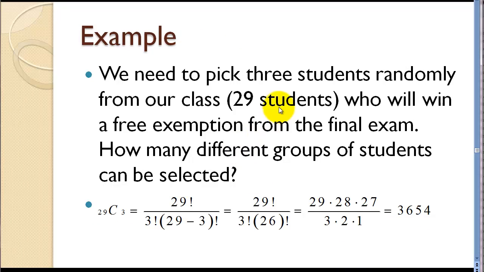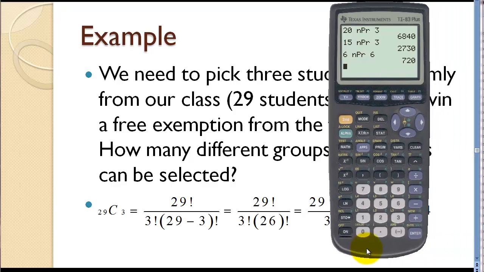So here's an example of a combination problem. We're picking 3 students, or it's like the committee problem, for an exemption. But in this case, whether you are picked first or third, you still get the same treatment. You still get the exemption. So this is a combination problem. It would be 29 C3. Using the formula I showed, this is the way we would calculate it.